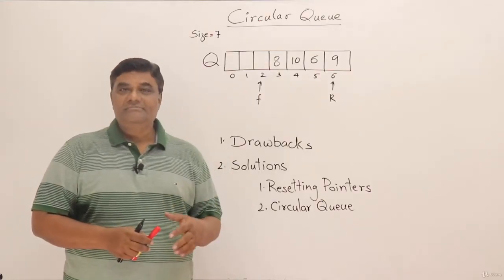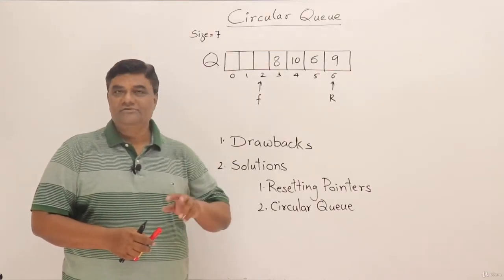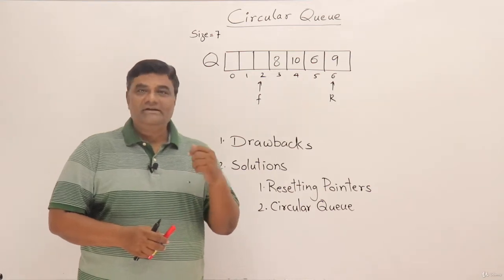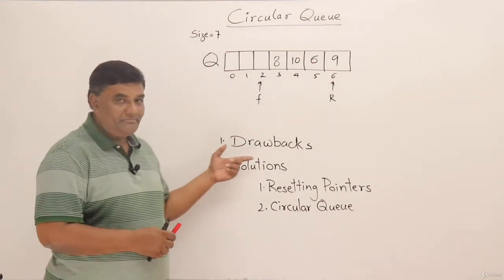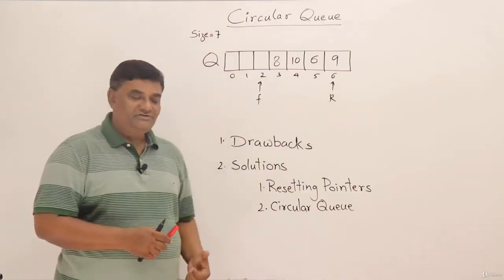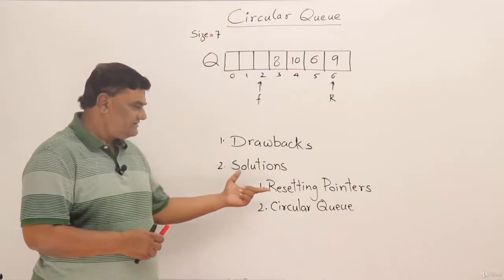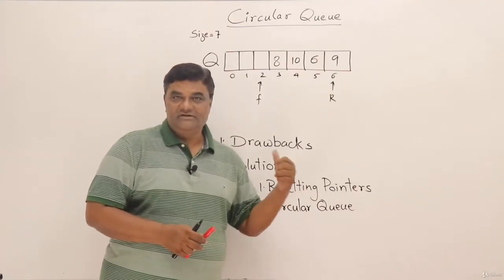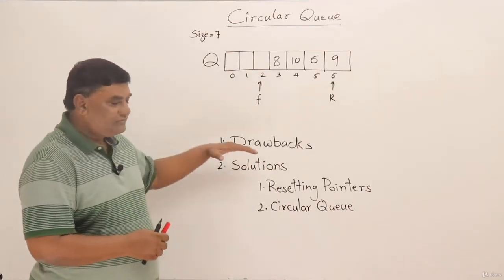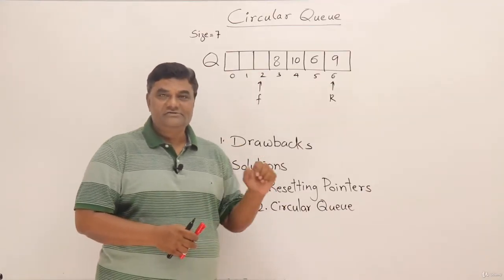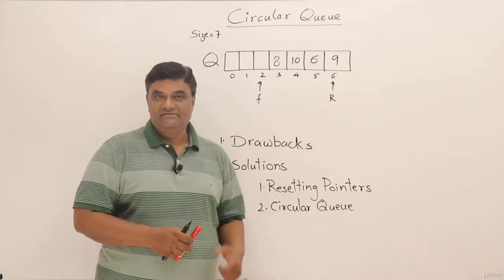Our previous topic was implementation of queue using 2 pointers. We have used front and rear. There are some drawbacks in that method. So we'll learn what are those drawbacks, and also we'll find some solutions. There are two types of solutions, that is resetting pointers and circular queue. So in this video, we'll discuss what the drawbacks are and their solutions, how to remove those drawbacks.